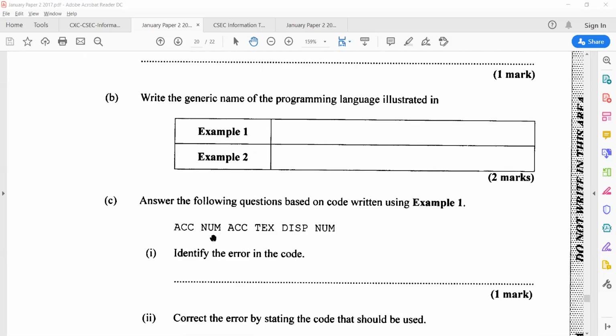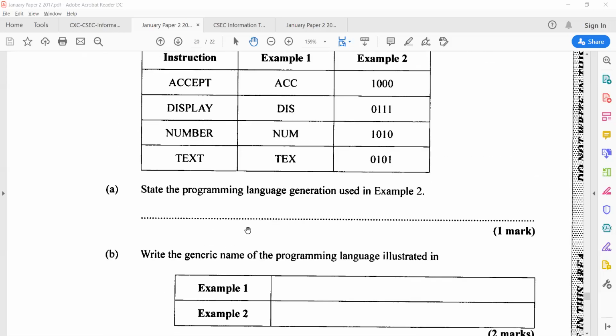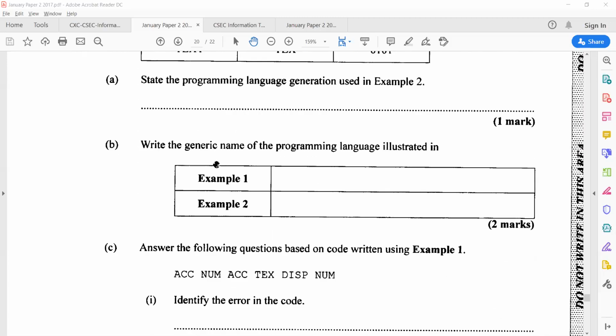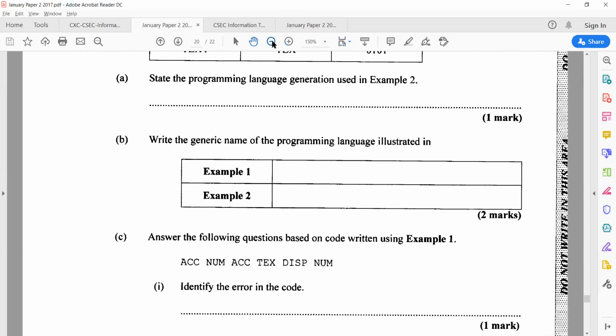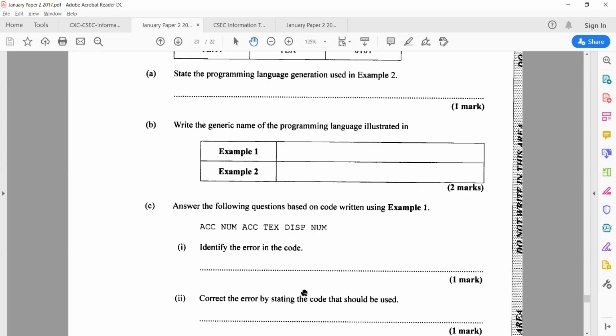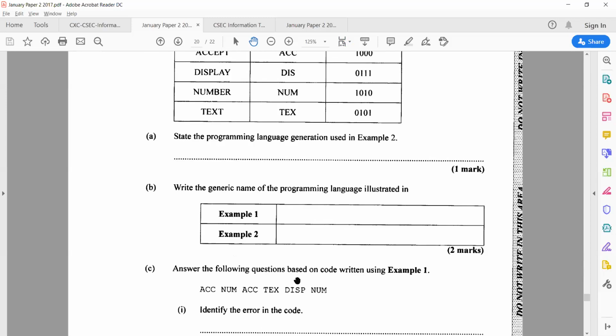All right, what you had to do is look at these short codes there, referring to the example 1 column, and use the words in the instruction column. So ACC is accept, NUM is number, so the first would be accept number. Then ACC, we just did that, accept. TEX is text, so the second is accept text, and the third command is DISP, which as we said should be DIS, which is display, and NUM is number, right? So that's why you get accept number, accept text, and display number.